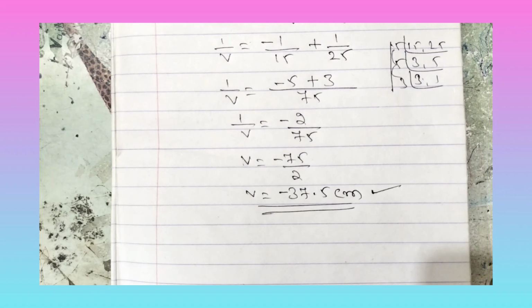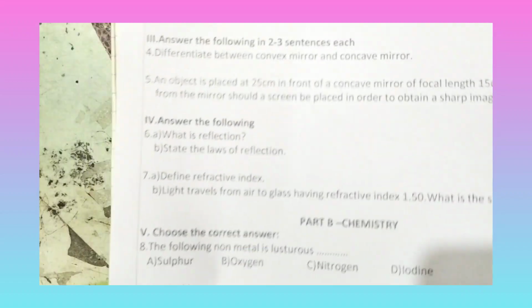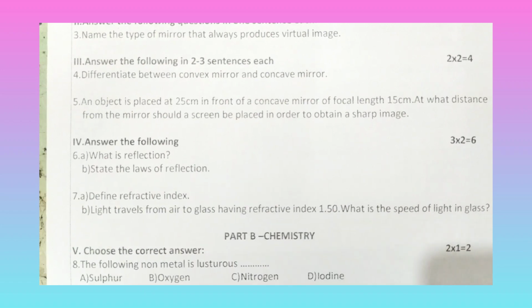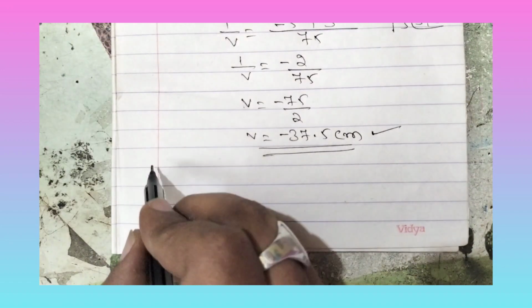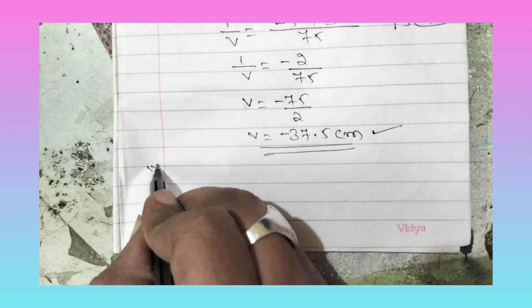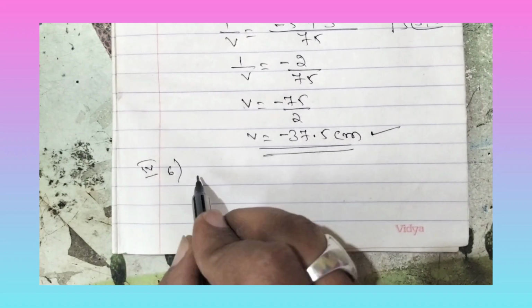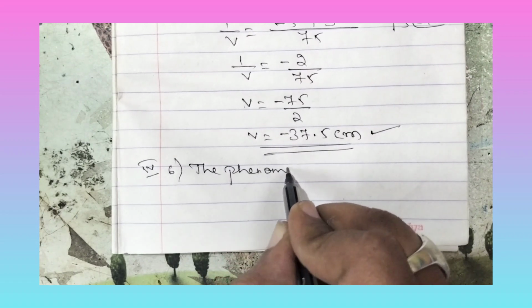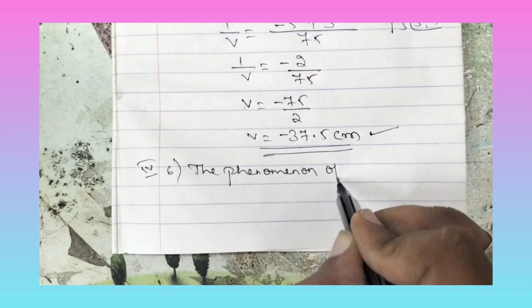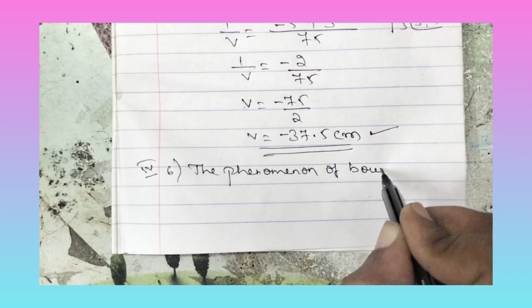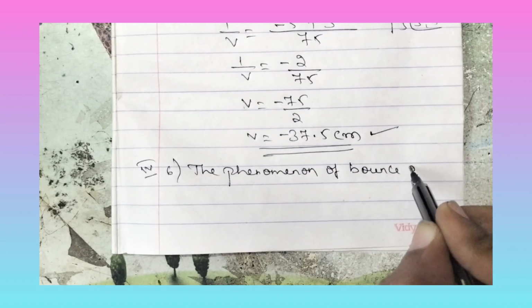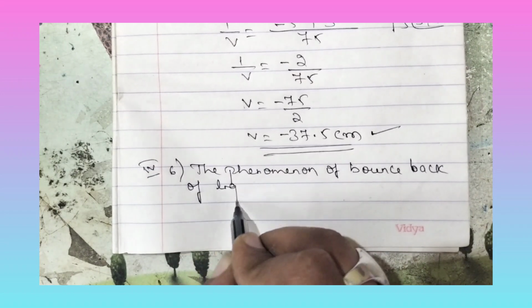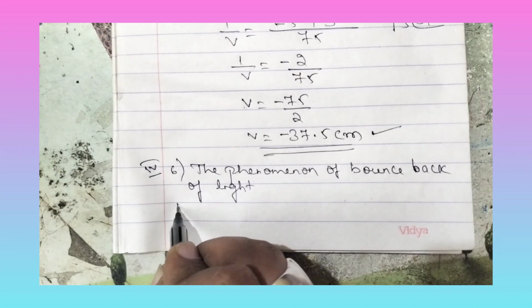Now let us move to question number 6. The question is, what is reflection? State the laws of reflection. Question number 6, what is reflection? The phenomenon of bouncing back of light is called reflection.